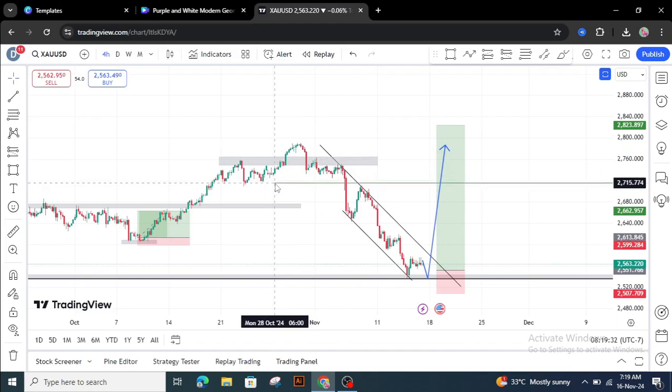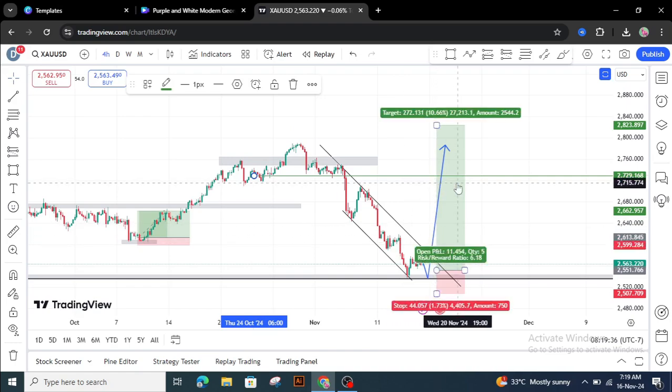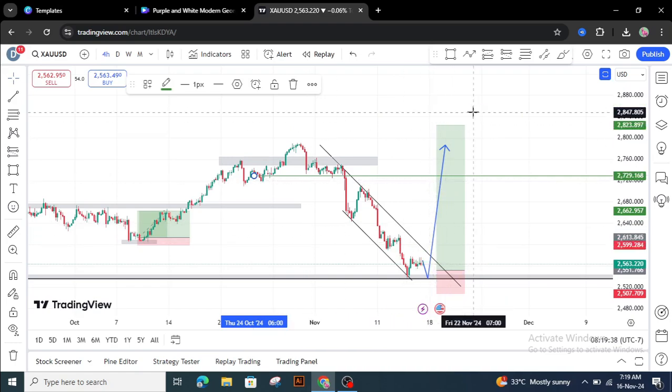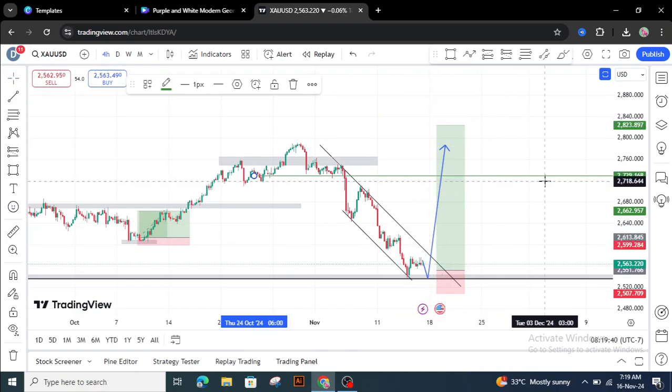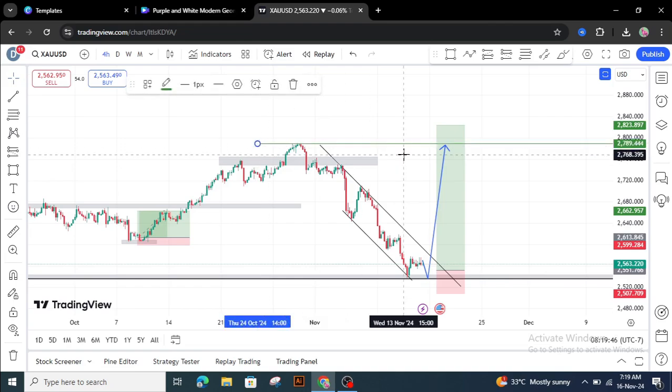All I will do is, at this neckline here, I will move my stop loss just below here and then continue to hold the trade. Who knows, it's going to form another higher high. So that is likely to happen. But at least this is my target.